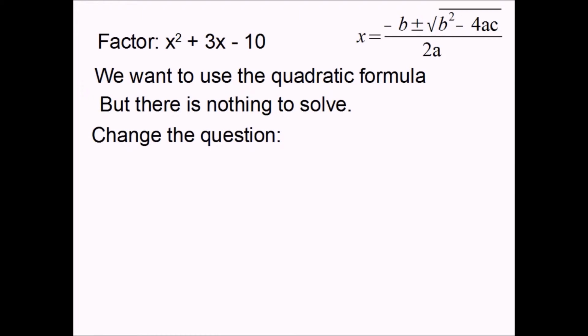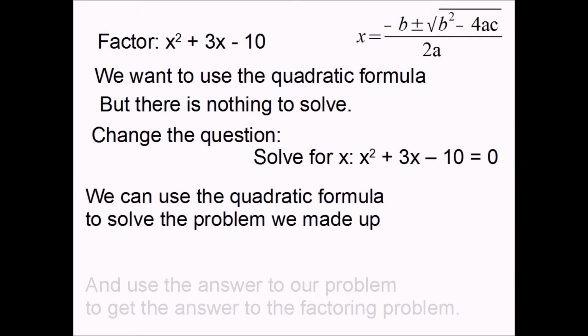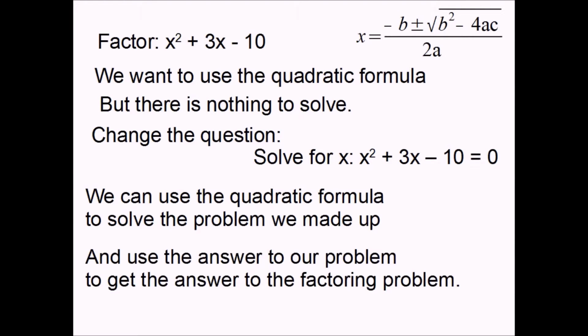So we're going to make up our own question. We want to solve for x: x squared plus 3x minus 10 equals 0. All I really did here was I made it equal to 0. But this is a new question, not the one we were asked. But we can use the quadratic formula to solve our new question, the problem we made up. Then we'll use the answer to the problem we made up to get the answer to the factoring problem.